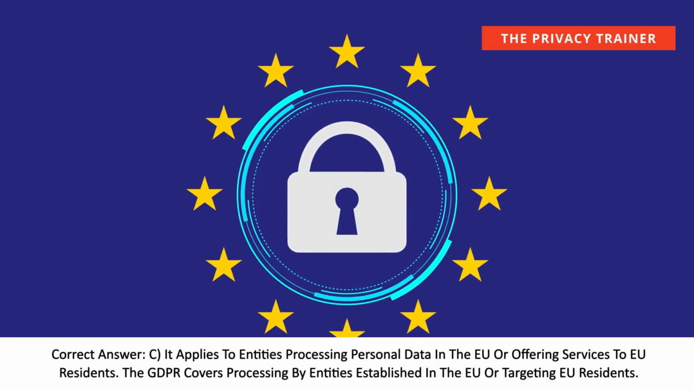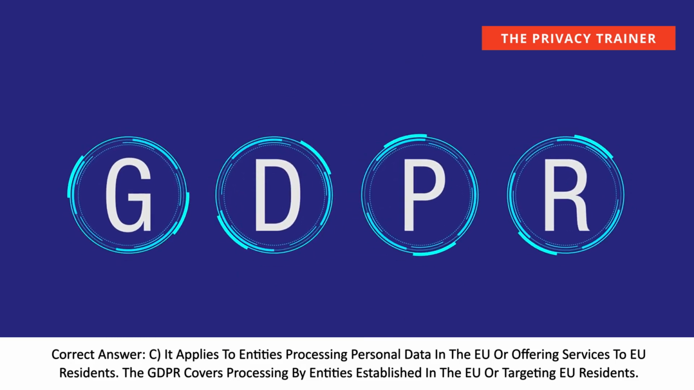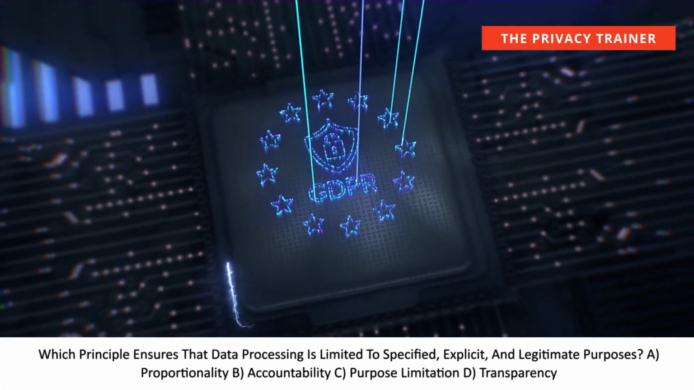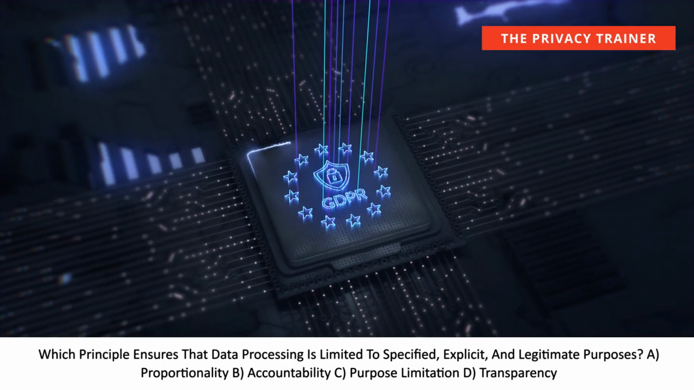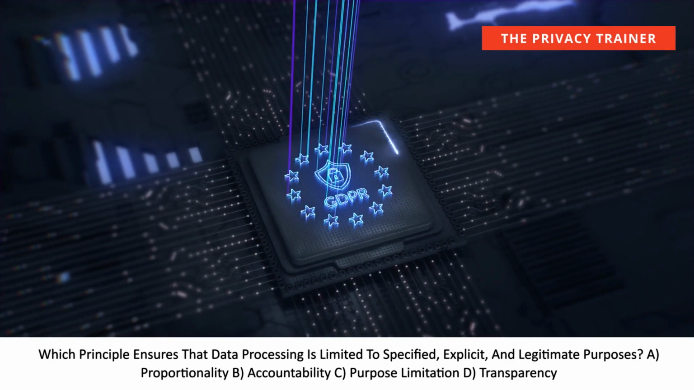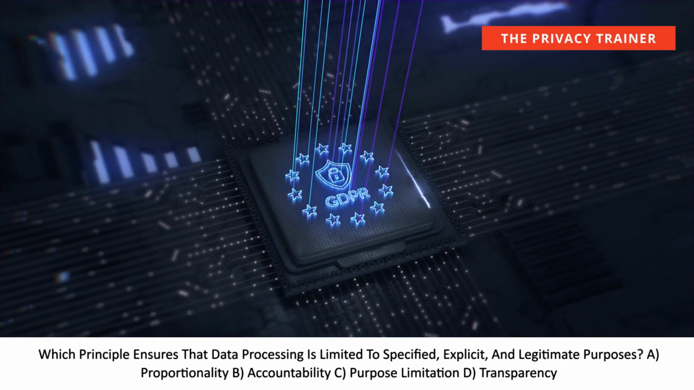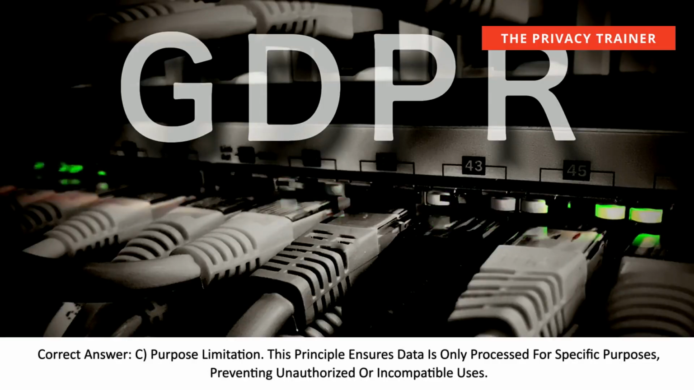The GDPR covers processing by entities established in the EU or targeting EU residents. Which principle ensures that data processing is limited to specified, explicit, and legitimate purposes? A. Proportionality. B. Accountability. C. Purpose limitation. D. Transparency. Correct answer: C. Purpose limitation. This principle ensures data is only processed for specific purposes, preventing unauthorized or incompatible uses.